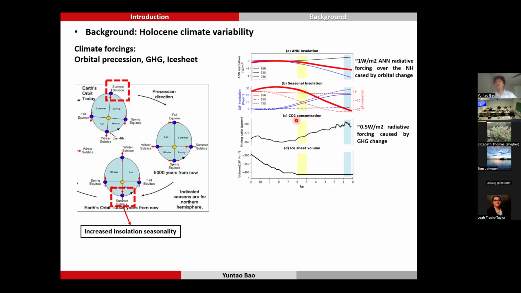One is greenhouse gases. This line shows the CO2 concentration. You can see overall the concentration increases from the early Holocene to the pre-industrial by about 20 ppm. Another one is the ice sheet volume. We know that from the early Holocene to the mid Holocene, the ice sheet keeps decreasing, but after the mid Holocene, almost all the land ice sheets disappeared. So that does not change too much till the pre-industrial.